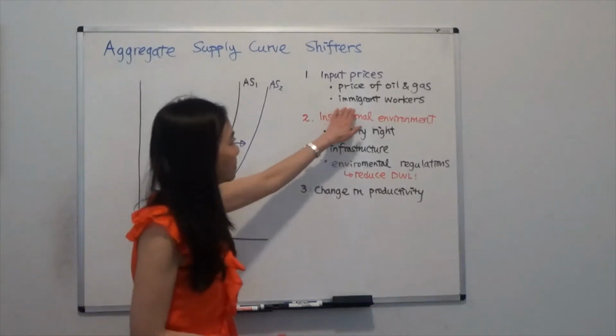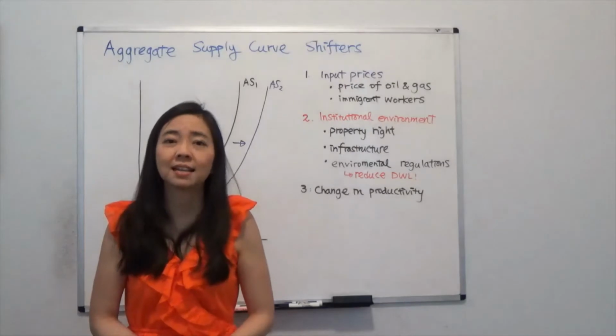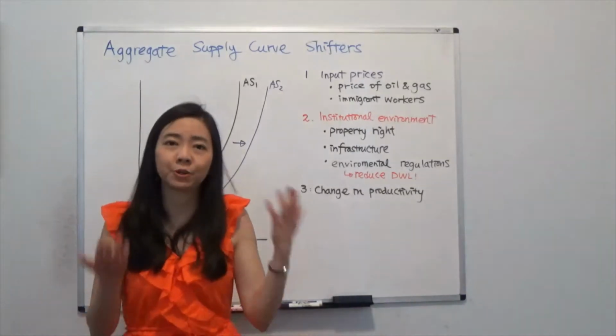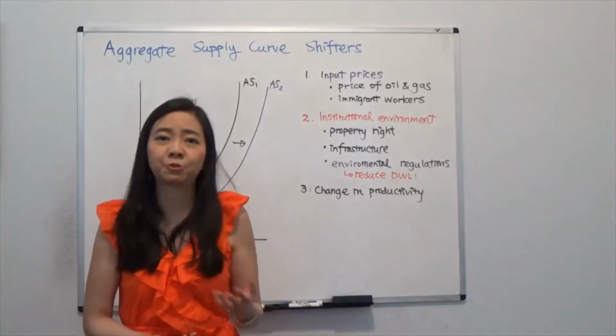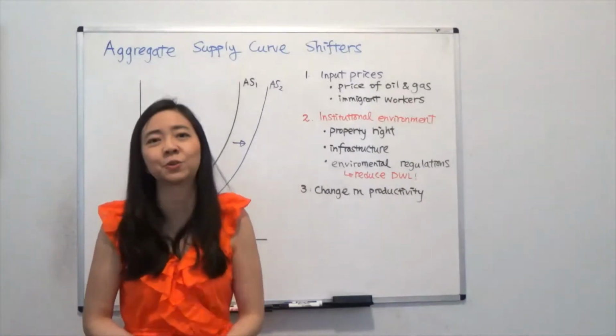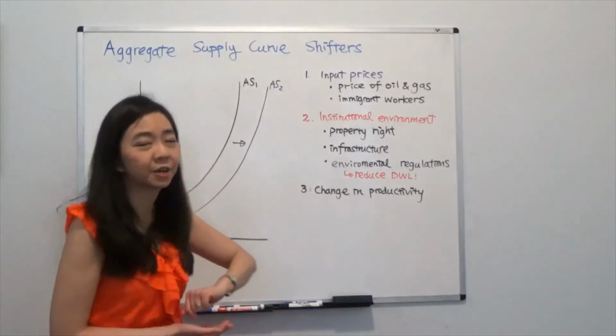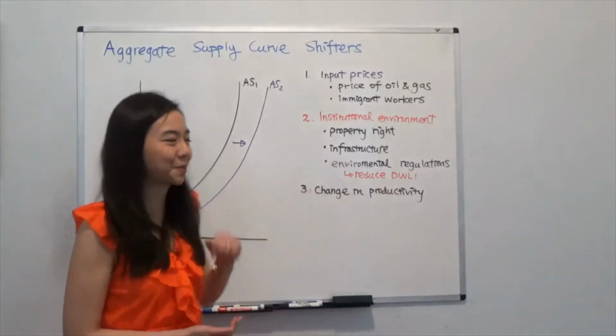And also think about immigrant workers. So we know we have a lot of workers from Latin America. They immigrate to the United States, and they provide us with a lot of services like cleaning service or construction workers. All of these are going to shift our aggregate supply to the right.